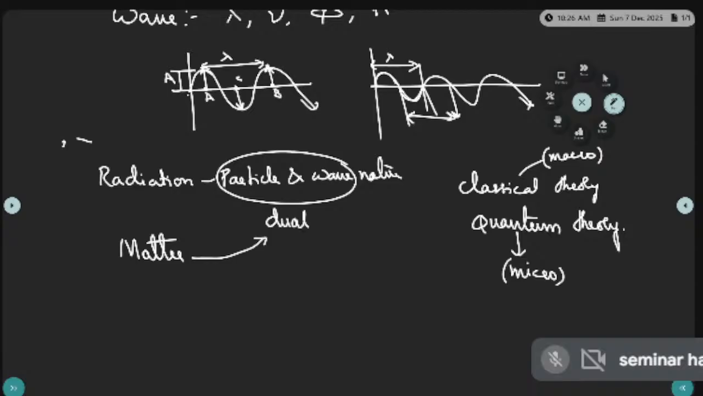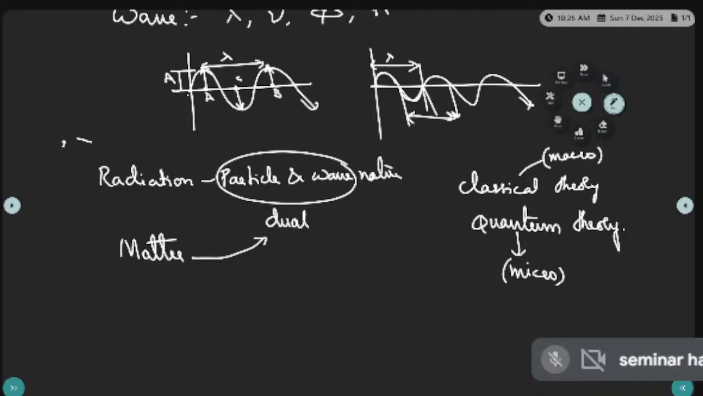What is an example? Take one ball. Drop it vertically and touch the floor. What does the ball do? It bounces and comes back to your hand. So what does classical theory say? There is no loss of energy for the ball because the ball came back to your hand.